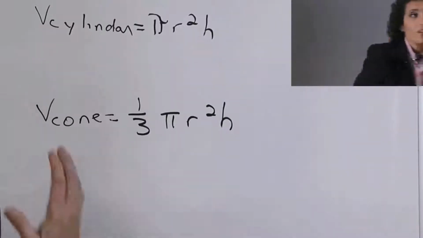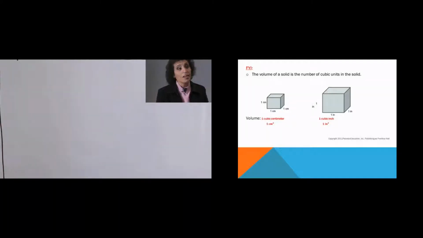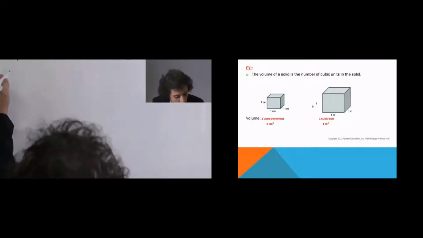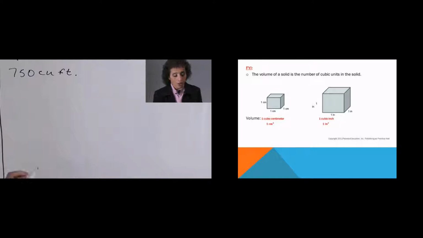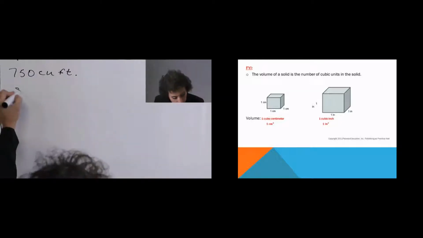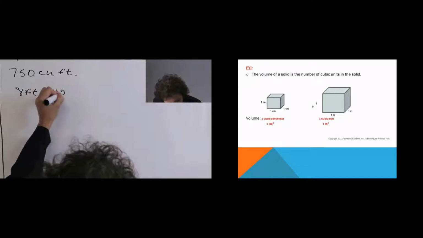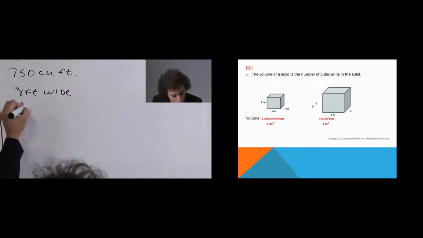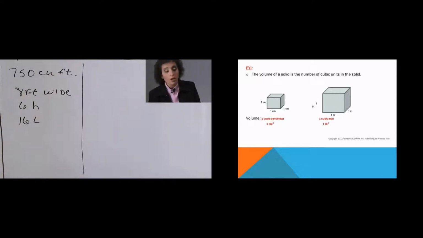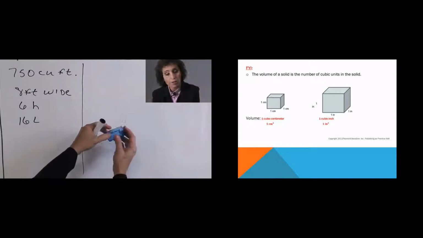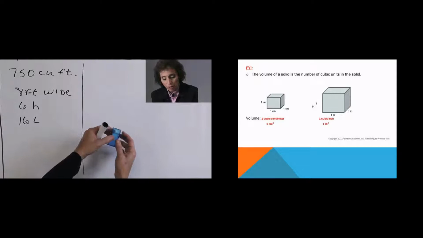All right, so let's revisit that Florida problem. Okay, a family is moving to Florida. The mover estimates their possessions will take up 750 cubic feet of space. They have a truck that is 8 feet wide, 6 feet high, and 16 feet long. We want to know if that truck can hold 750 cubic feet. So here we go. This kind of truck really would look like a rectangular solid or rectangular polyhedron.